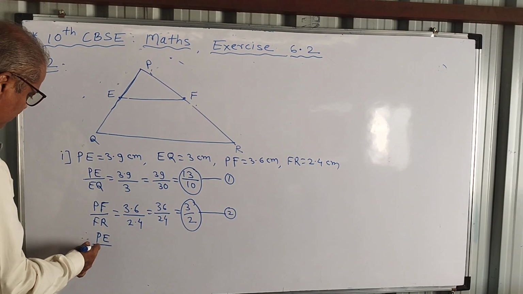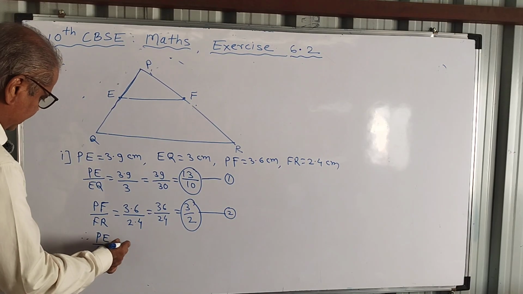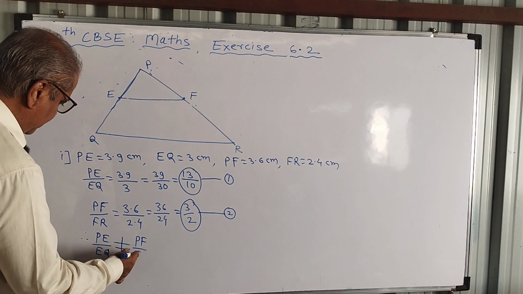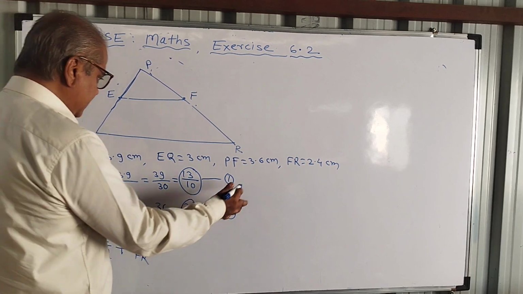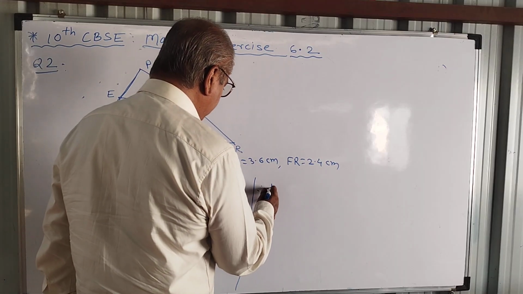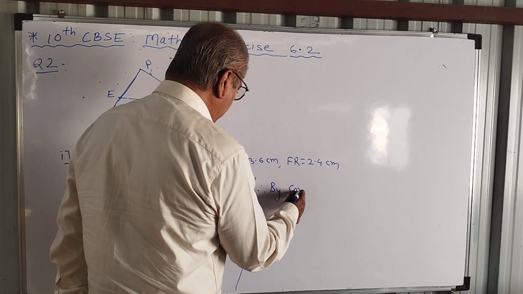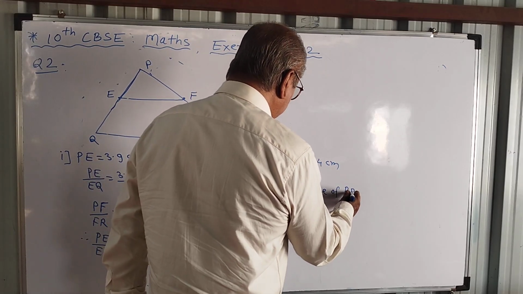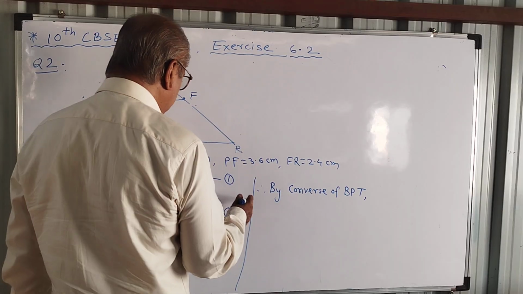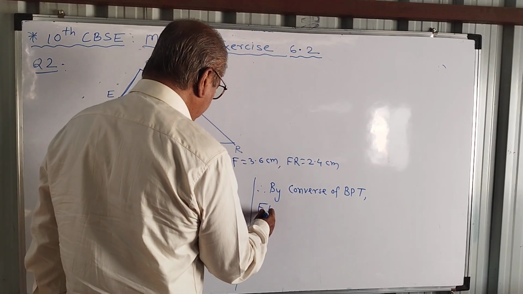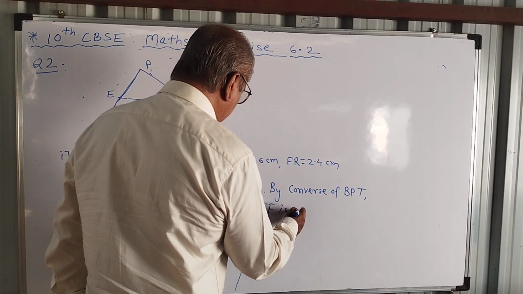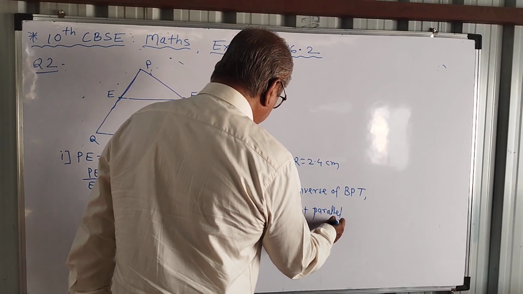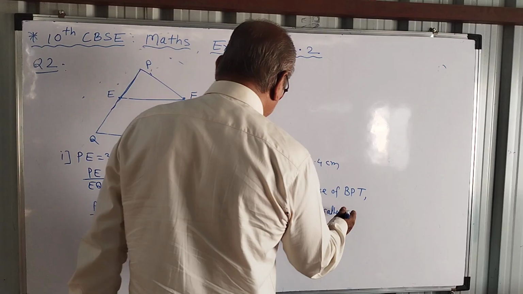PE upon EQ is not equal to PF upon FR. And the final statement: therefore, by converse of BPT, I can say EF is not parallel to QR.